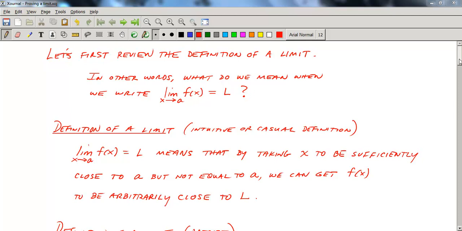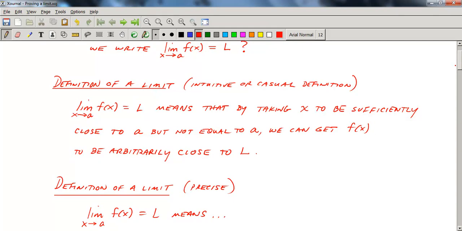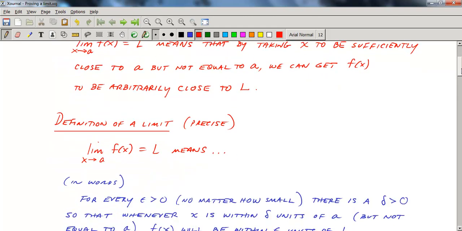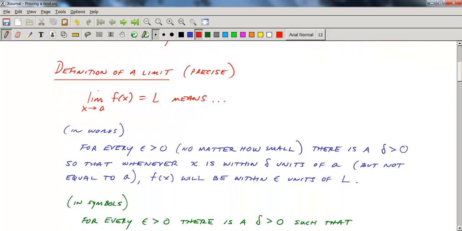Way back in section 2.1, 2.2 in fact, we studied a casual or intuitive definition of a limit. And it was like this: the limit as x approaches a of f of x equals L means that by taking x to be sufficiently close to a, but not equal to a, we can get f of x to be arbitrarily close to L, meaning as close to L as we like. So we played around with that intuitive or casual definition, but then in section 2.4 we made it precise.